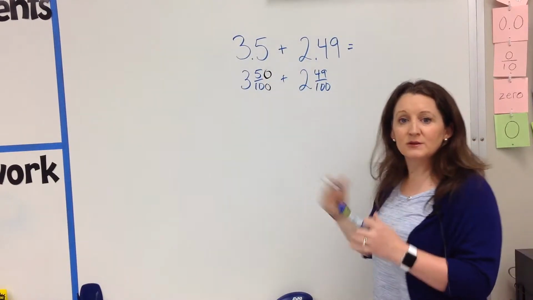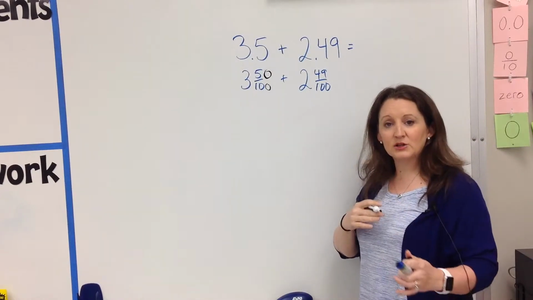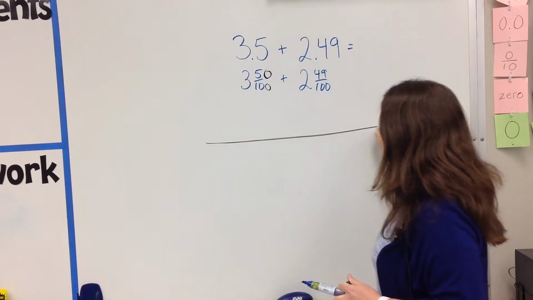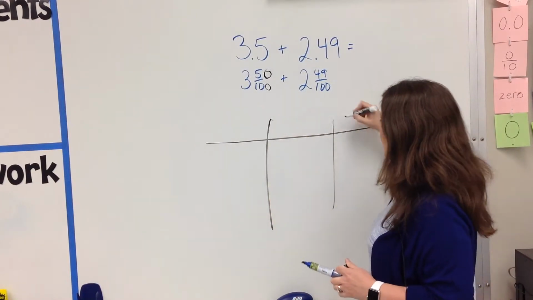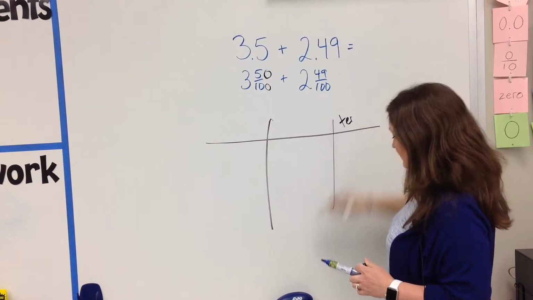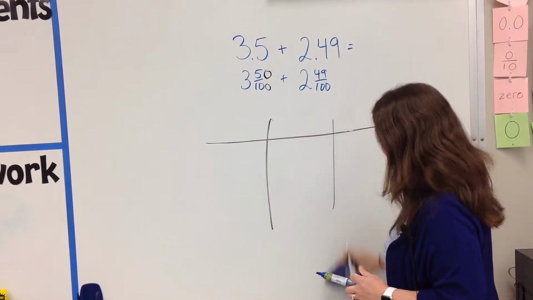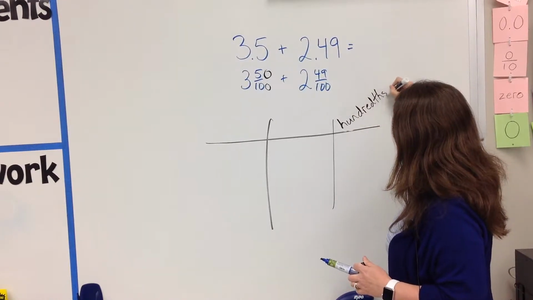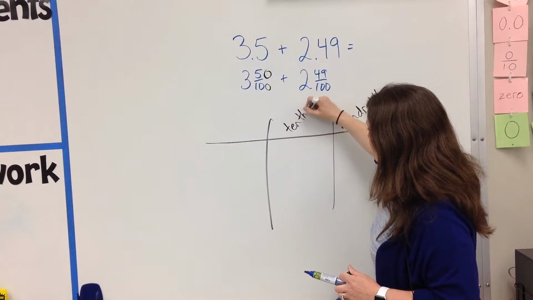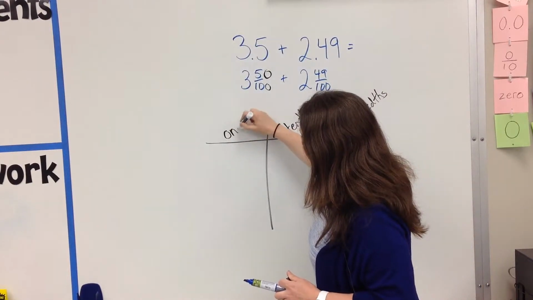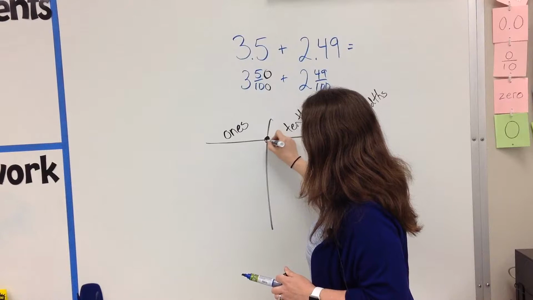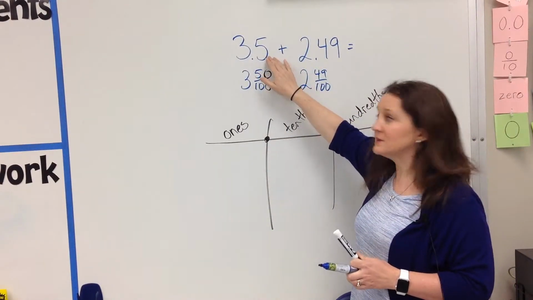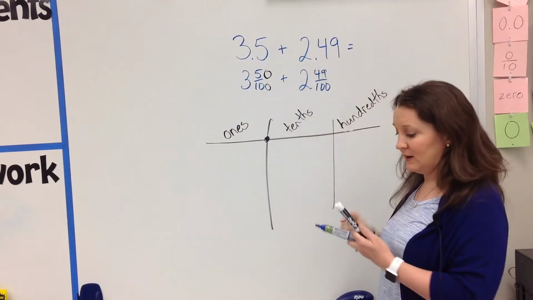Okay, but instead of doing all this converting from decimals to fractions and back to get our final answer, if we use a place value chart, we can add these up just as decimals. So I'm going to create a place value chart that has a spot for my hundredths, my tenths, and my ones. And my decimal point would go right there. So here I have two add-ins. I have 3 and 5/10, and I have 2 and 49/100.